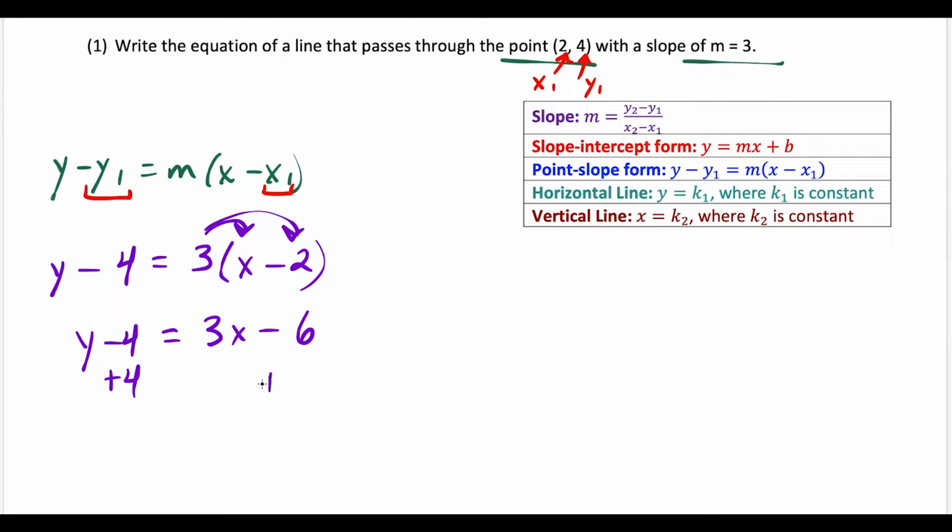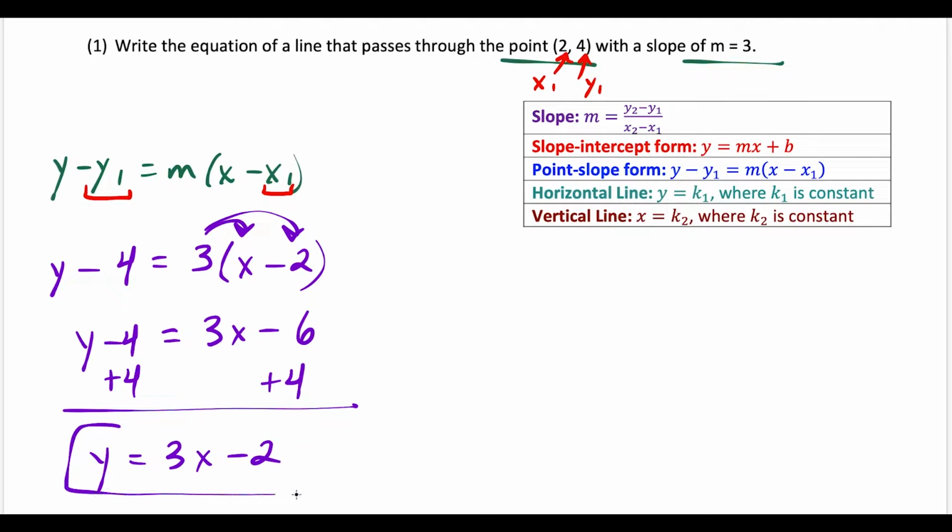And now just do plus 4 on both sides. And here's our equation. We have y equals 3x, negative 6 plus 4 will give us, not plus, it's going to give us minus 2. So here's our first equation.